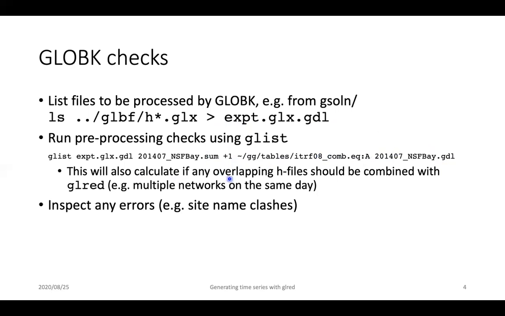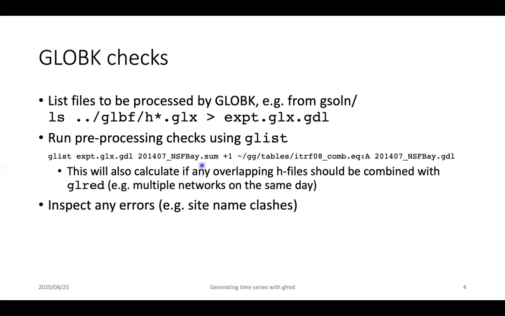It will also calculate if there's any overlapping H files in time. For example, if you are combining your local network with an H file created for global processing, for example, the MIT global H files, those two H files have different sites in them, but they're processed over the same time, for instance, on the same day. And when we combine those networks together in glred, we want the information to be put together. We don't want it to be separate. We want all of the orbital and site information to be combined and sort of averaged in some ways to produce one solution for that day. So this is quite important to get the timing right.